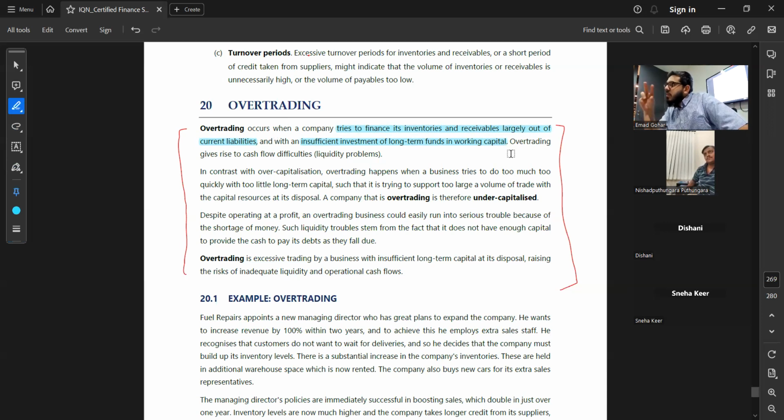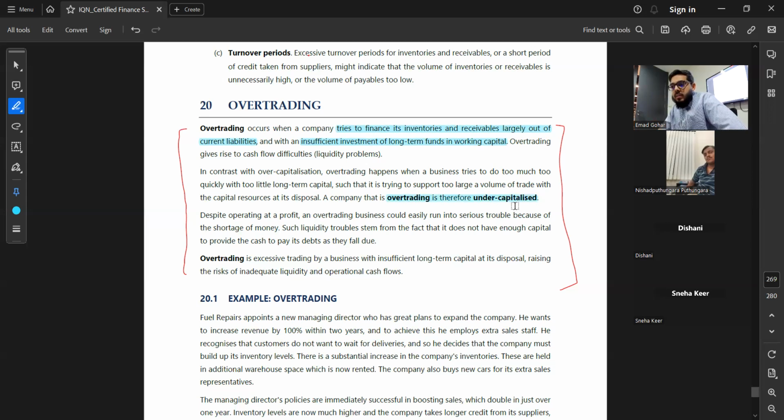Reverse it. What is the opposite of over capitalized? Under capitalized. This is called over trading. Another name for under capitalization is over trading. See this? Over trading or under capitalized. So it means your current ratio is lower, less than 1. So your current liabilities are more, your assets are less.